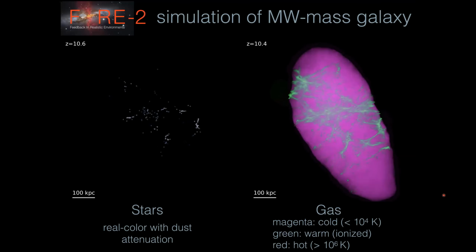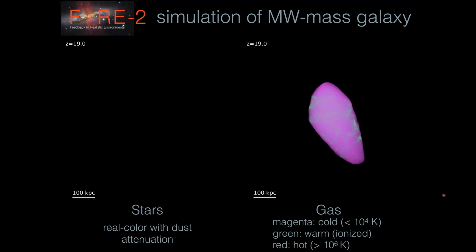Okay, so here is finally a movie of this now. Let me just say what you're going to see and then I'll play it. On the left is a real color visualization of the stars forming from this region. And on the right is a visualization of the gas in this region, color-coded by temperature.